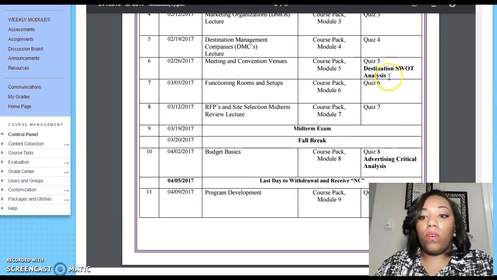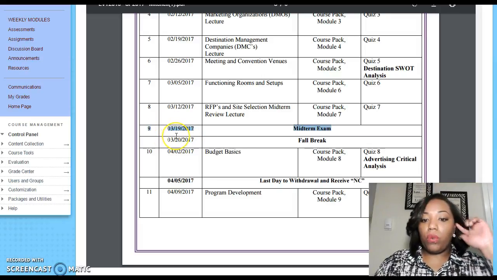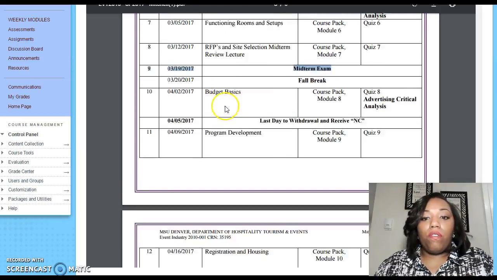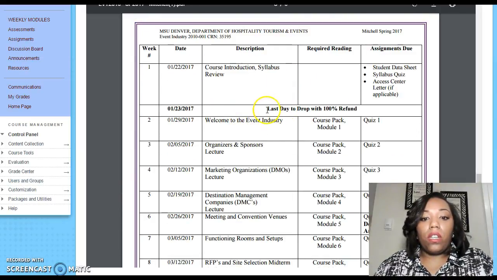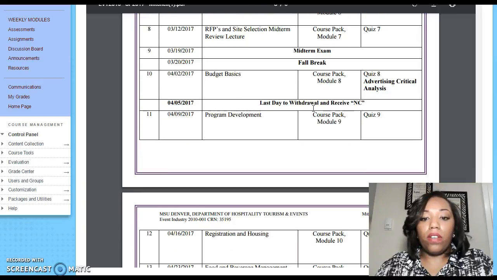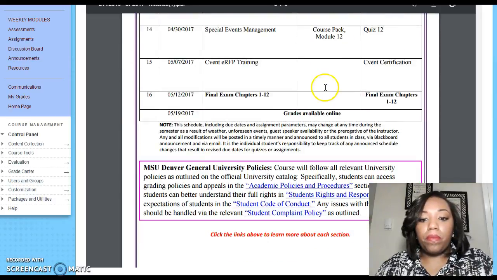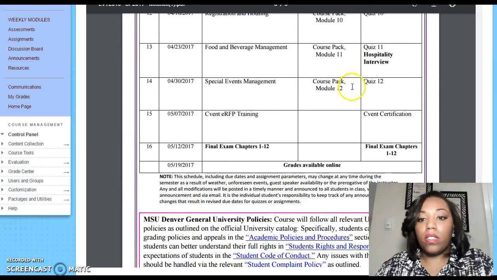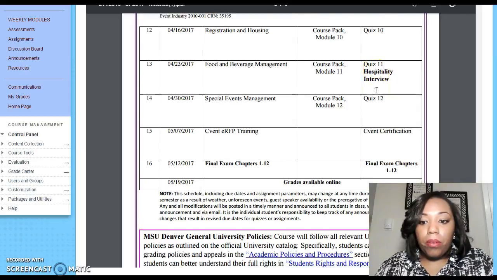And then, of course, midterms. This is when it's due. Fall break is the week of March 20th, and so on and so forth. There are friendly little notes in there. The last day you can drop class, which is next Monday, for a 100% refund. Last day for no credit. Let's see. Yeah, that's pretty straightforward.